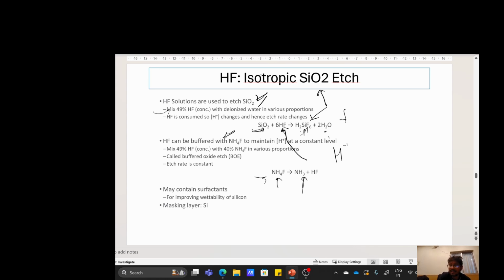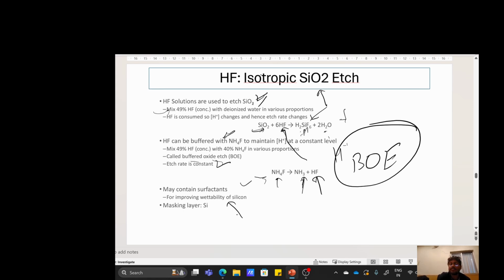NH4F will give you NH3 plus HF. So this will make the reaction rate constant, and we can call it buffered oxide etch, or BOE. Buffered oxide etch. And this may contain some surfactants as well to improve the wettability of the silicon.